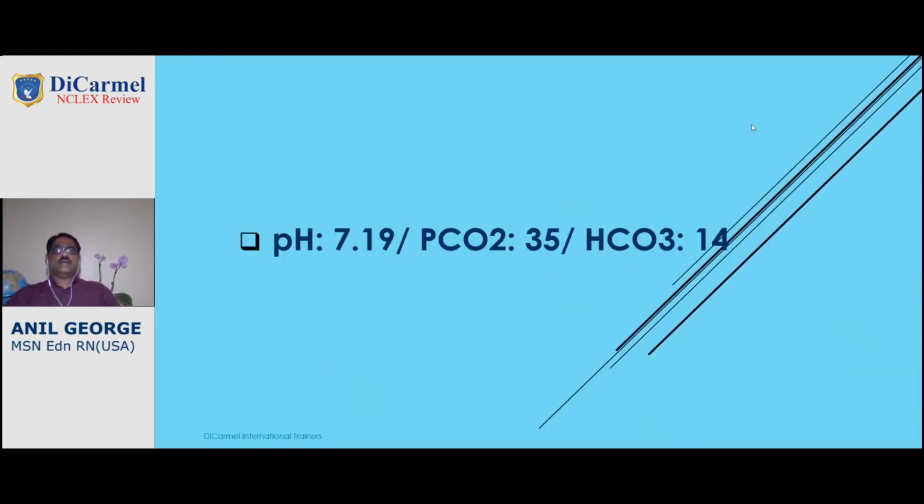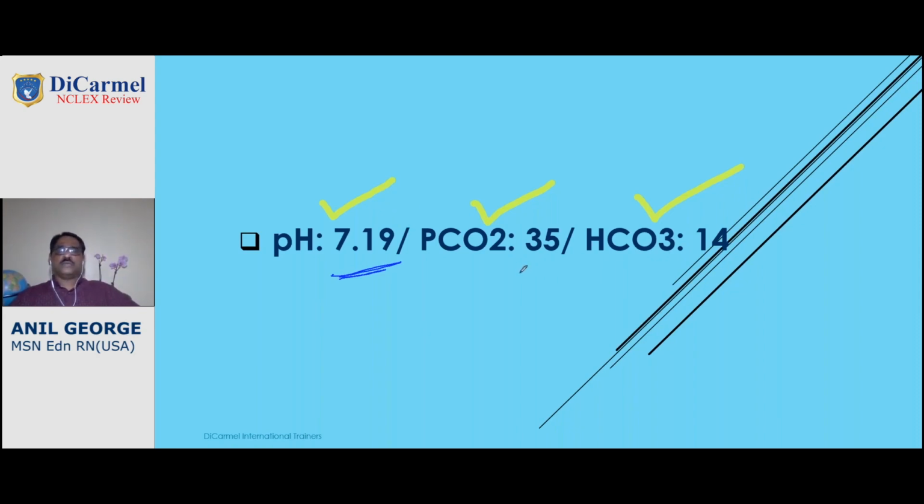So let's look here. We have these values: pH 7.19, pCO2 35, bicarb 14. We should start understanding whether each of these values is acidic, basic, or normal. That's what we need to know. I'm sure everyone knows the pH 7.19 is acidic. It should be 7.35 to 7.45, so 7.19 is significantly acidic.